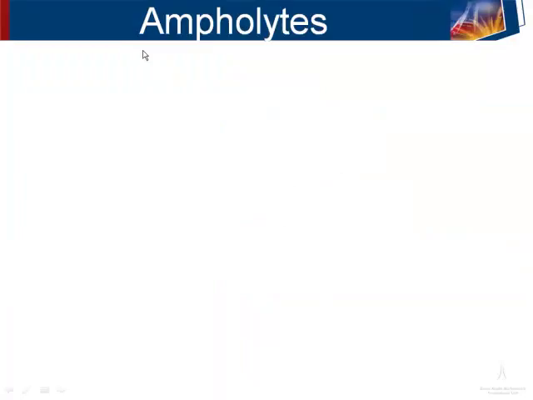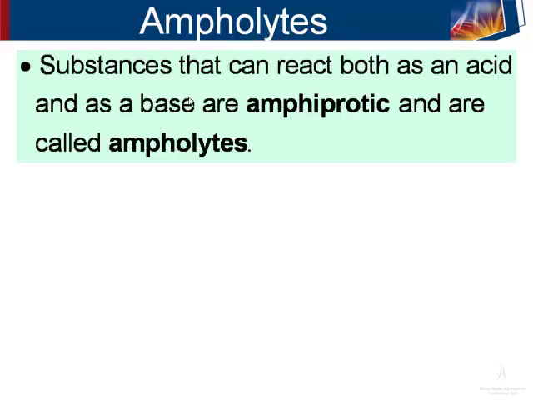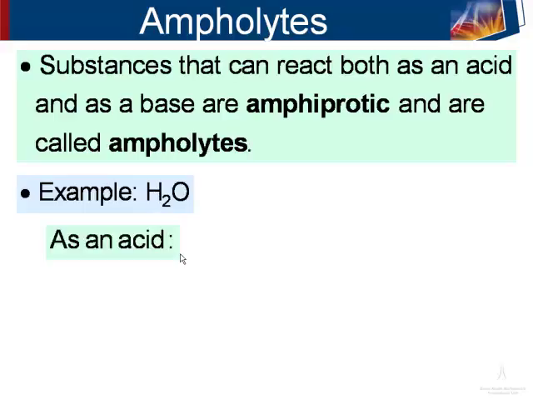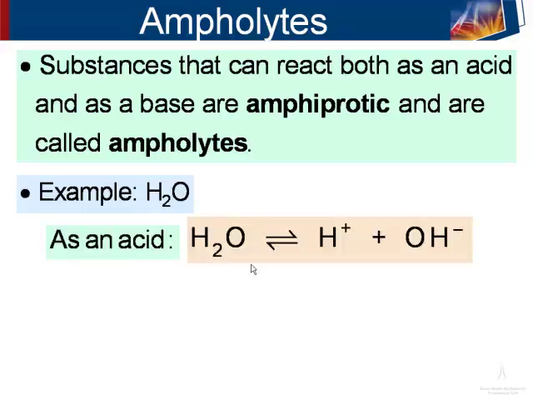When looking at proton transfer, there's a special group of substances that are referred to as ampholytes. These are substances that can react both as an acid and as a base, and when we refer to them, we say they are amphiprotic, or we call them ampholytes. A common example is water. Here we look at water acting as an acid. In other words, water donating a proton, dissociating in water to form H+ and OH-. Here in this case water is an acid.